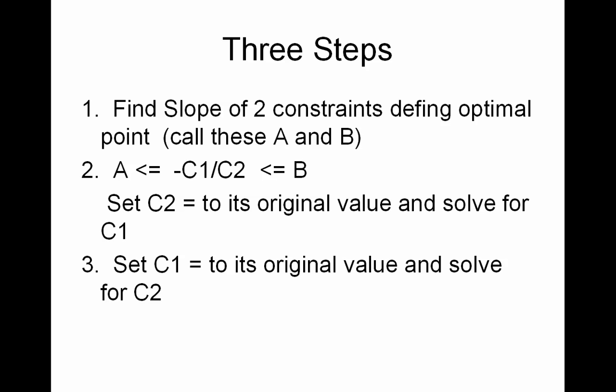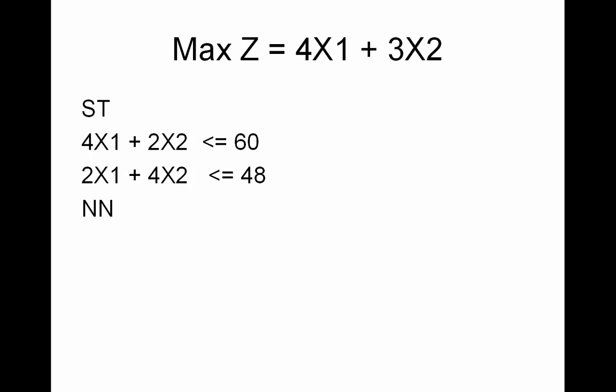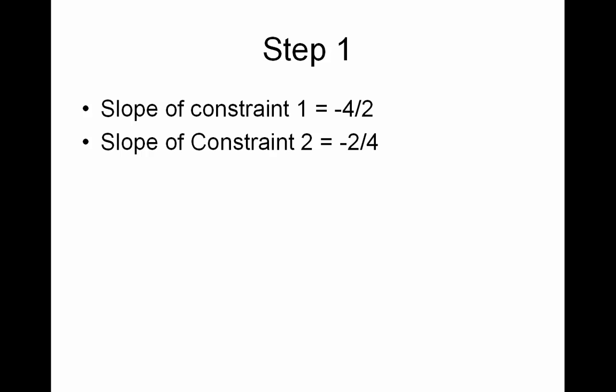So in step two, what you do is you set c2 equal to the original value and solve for c1. Step three, you do the reverse, set c1 equal to the original value and solve for c2. So for example, let's take the table and chair problem again. Of course, the slope of the objective function is minus 4/3. The slope of the first constraint is minus 4 over 2, or minus 2. And the slope of the second constraint is minus 2 over 4, or minus 1/2. So that was step one.